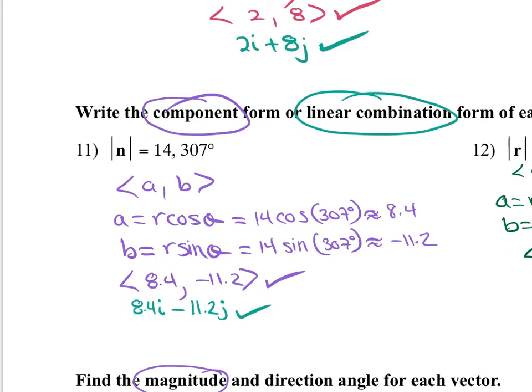So r cosine theta would be 14, that's the radius, r, times the cosine of the angle, 307. You'll put that in your calculator, and you'll get 8.4 approximately. So that's A. B is 14 times the sine of 307. You put that in your calculator, and you'll get -11.2 approximately. So the component form for the vector is 8.4, -11.2. And then in linear combination form, it's 8.4i minus 11.2j.